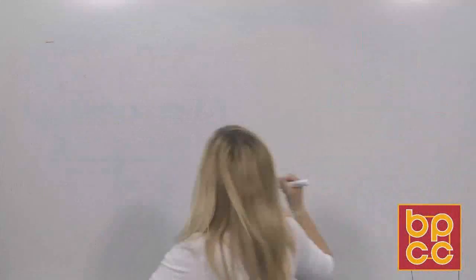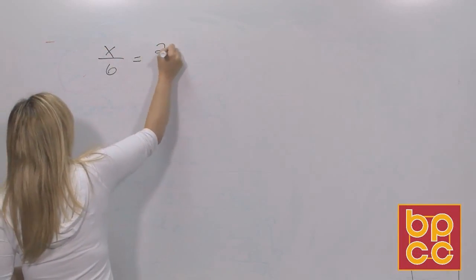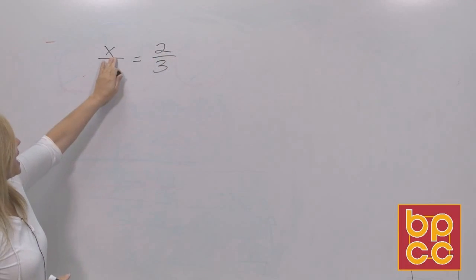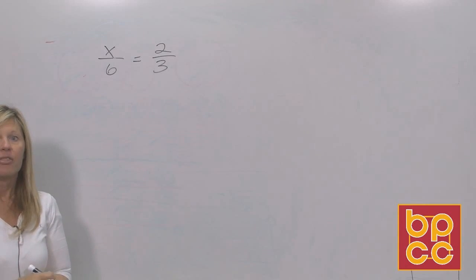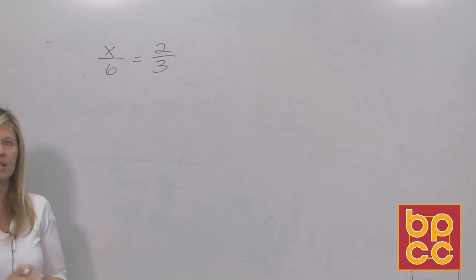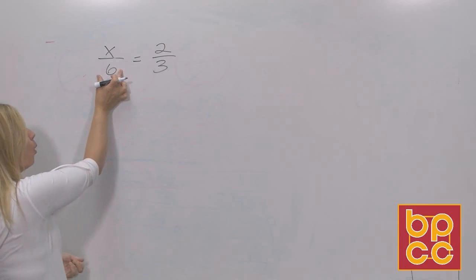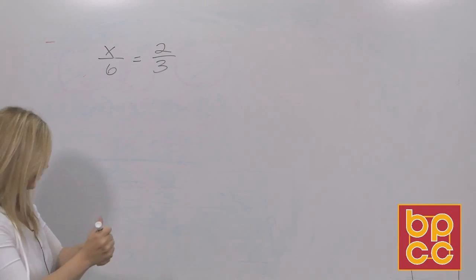All right, so here we go. We have x over 6 equals 2/3. That is a linear equation. It has x to the first power. It has fractions. There's a quicker way to solve this one without worrying about the least common denominator. It is called cross multiplication. But you can only do cross multiplication when you physically have one fraction on the left and one fraction on the right. And that's it.